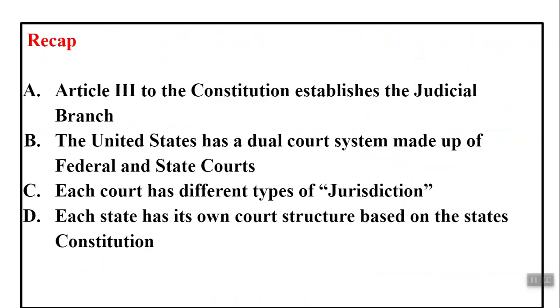So just as a quick recap, some of the main points. Article 3 establishes the judicial branch. We have a dual court system. There's different types of jurisdiction, and every state has its own court structure based on the state's constitution and laws. Again, that's just a real quick overview of the concept of a dual court system.